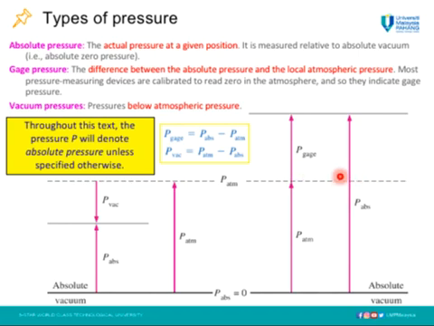Most pressure measuring devices, however, are calibrated to read zero in the atmosphere, even though there is actually pressure exerted upon it. And so, they show the difference between the absolute pressure and the local atmospheric pressure. This difference is called gauge pressure. Gauge pressure can be positive or negative, but pressures below atmospheric pressure are sometimes called vacuum pressures, and they are measured by a vacuum gauge that indicates the difference between the atmospheric pressure and the absolute pressure.